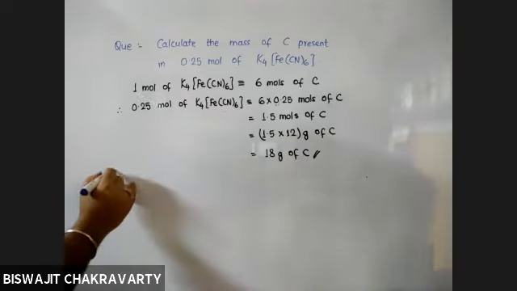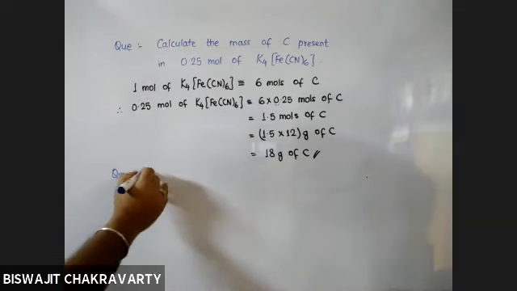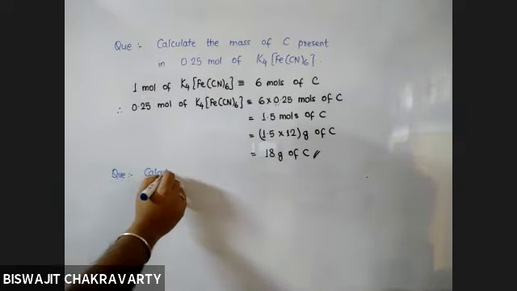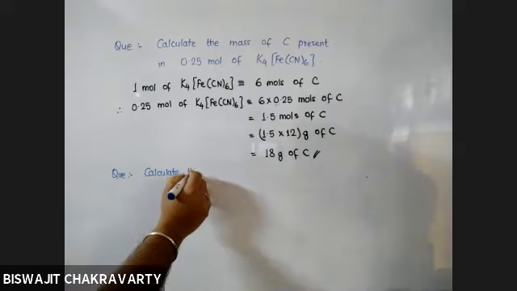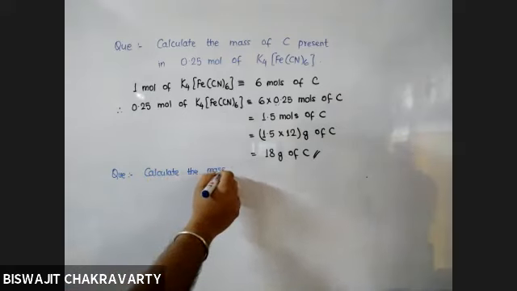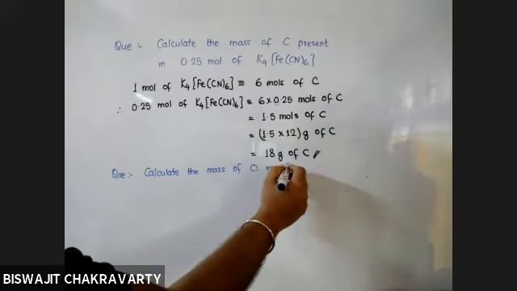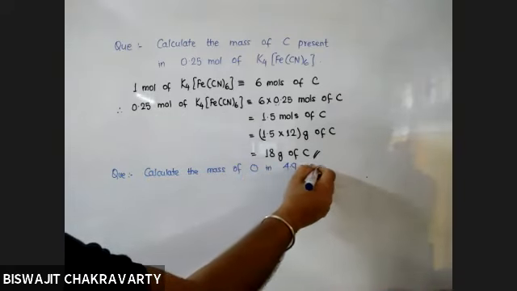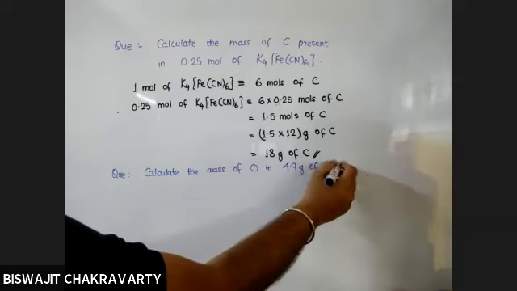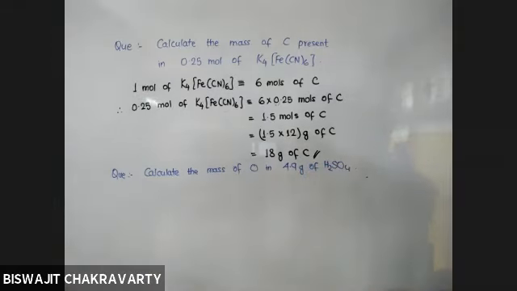So try out another such question. Calculate the mass of oxygen in 4.9 grams of sulfuric acid. Try it out. Same method, only the molecules have been changed.